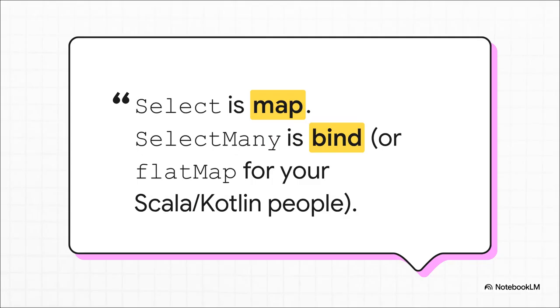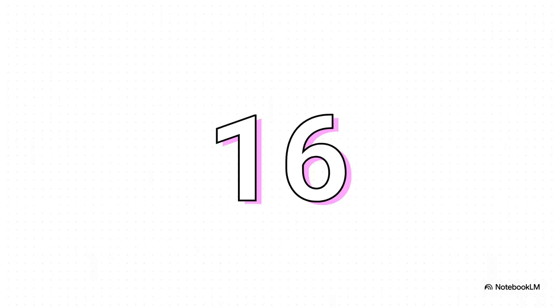And I absolutely love this quote from the original Stack Overflow discussion. If you've ever dabbled in functional programming, this is a fantastic mental shortcut. Select is just your basic map function, but SelectMany, that's flat map. It does the map and then it does the flatten all in one go. It's really incredible when you think about it. It has been 16 years since this question was first asked, and it is still one of the most essential go-to resources for C# developers trying to get this right. It just goes to show how fundamental this concept really is.